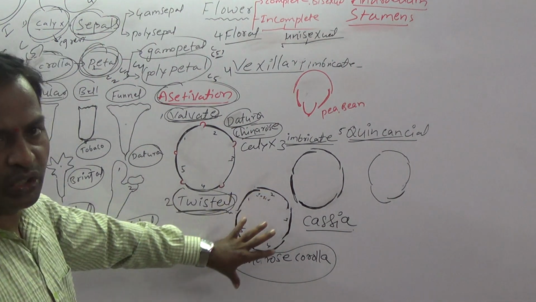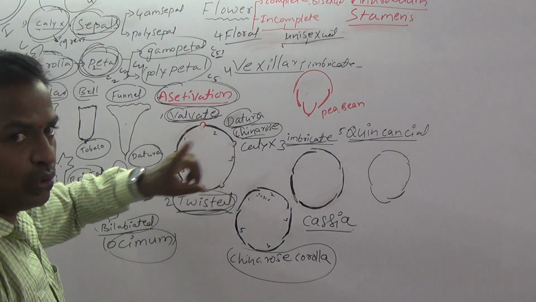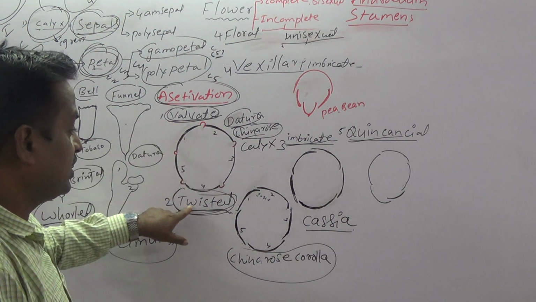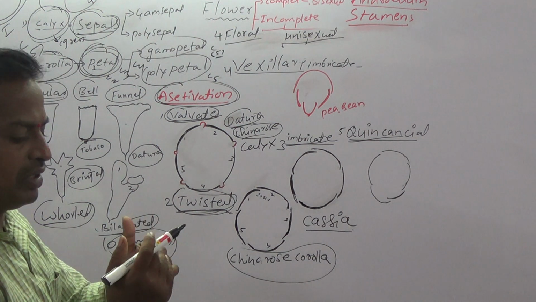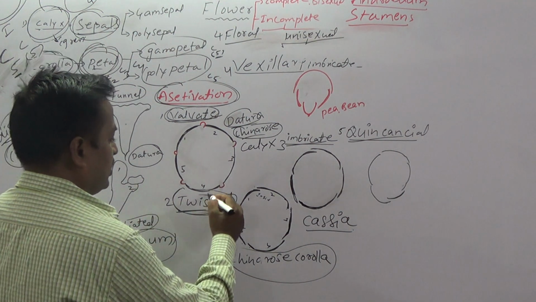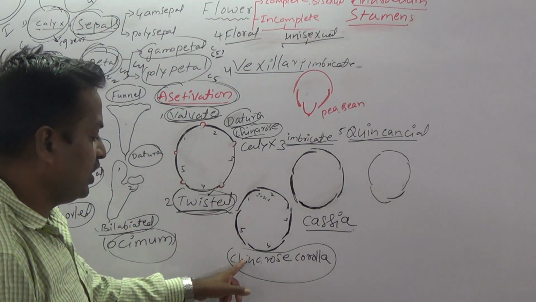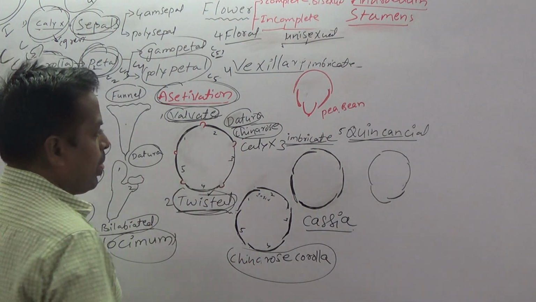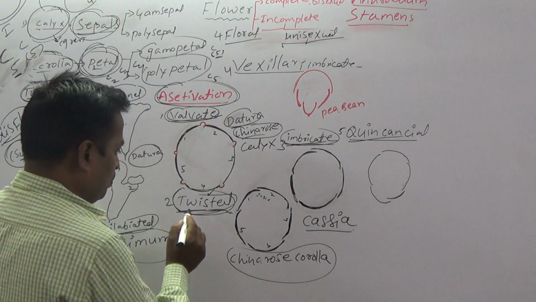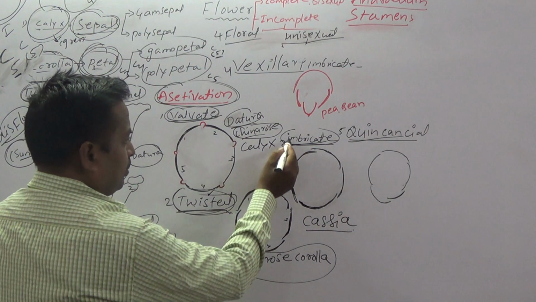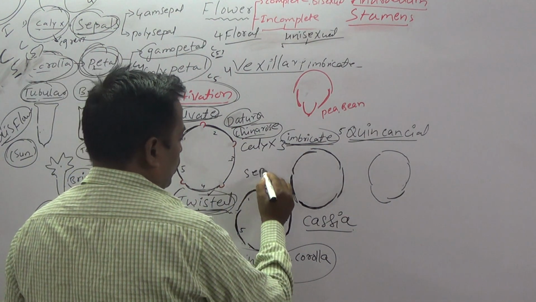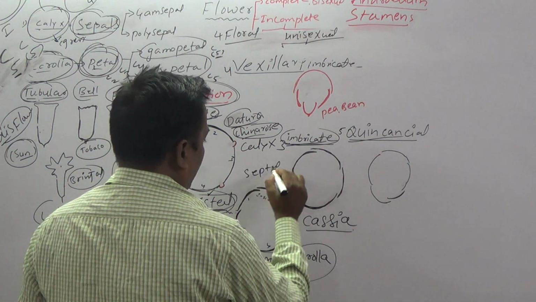So the meaning is very important, students. In the first one, without overlapping, the margins just touch, and that is called valvate. But in the second one, every sepal margin overlaps the next in order. That is known as twisted aestivation, reported in the corolla of China rose. The next one is imbricate aestivation. Both twisted and imbricate are similar, as in both the sepals or petals are overlapping.